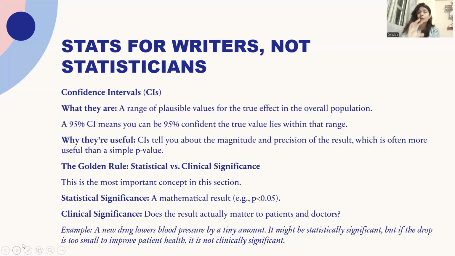Okay. And one point of difference, whereas the p-value would simply tell you that yes, it is statistically significant, the confidence interval will give you an idea about the magnitude, about the precision of the result. So the p-value can simply tell you a yes or no, whereas a confidence interval can give us an idea about how much.